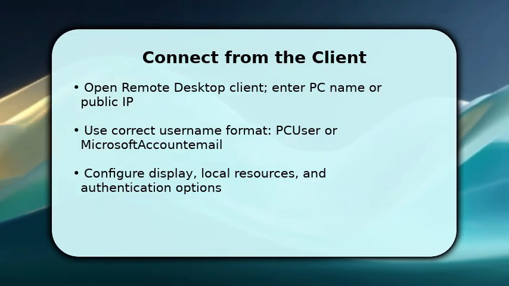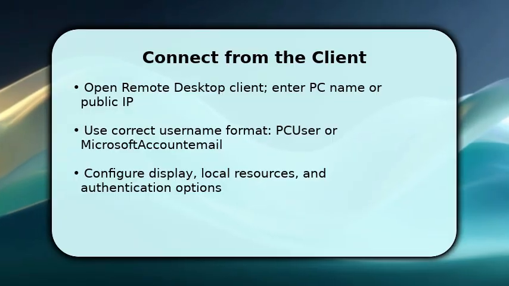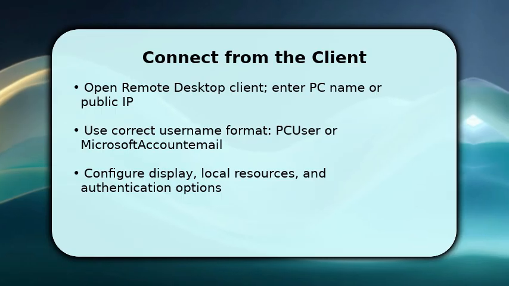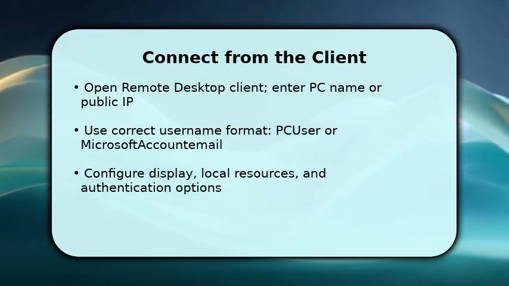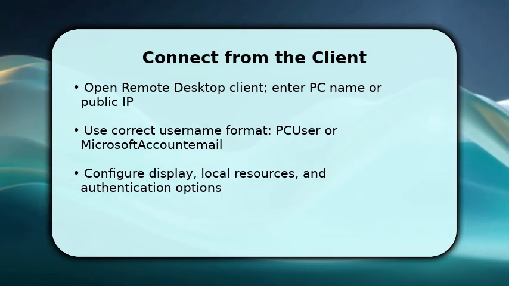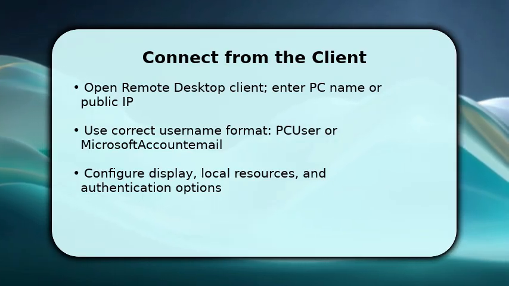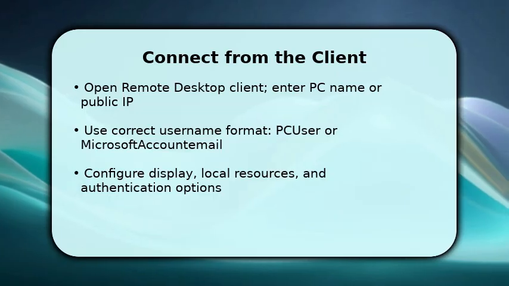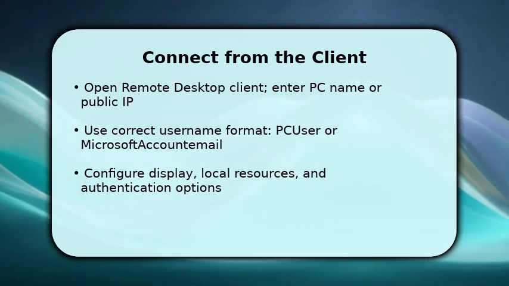Open the remote desktop client, paste the host PC name or public IP, and enter credentials using the correct format such as PC/user or Microsoft account/email. Before you connect, expand Show options to set display resolution and map local drives, printers, or clipboard to transfer files.